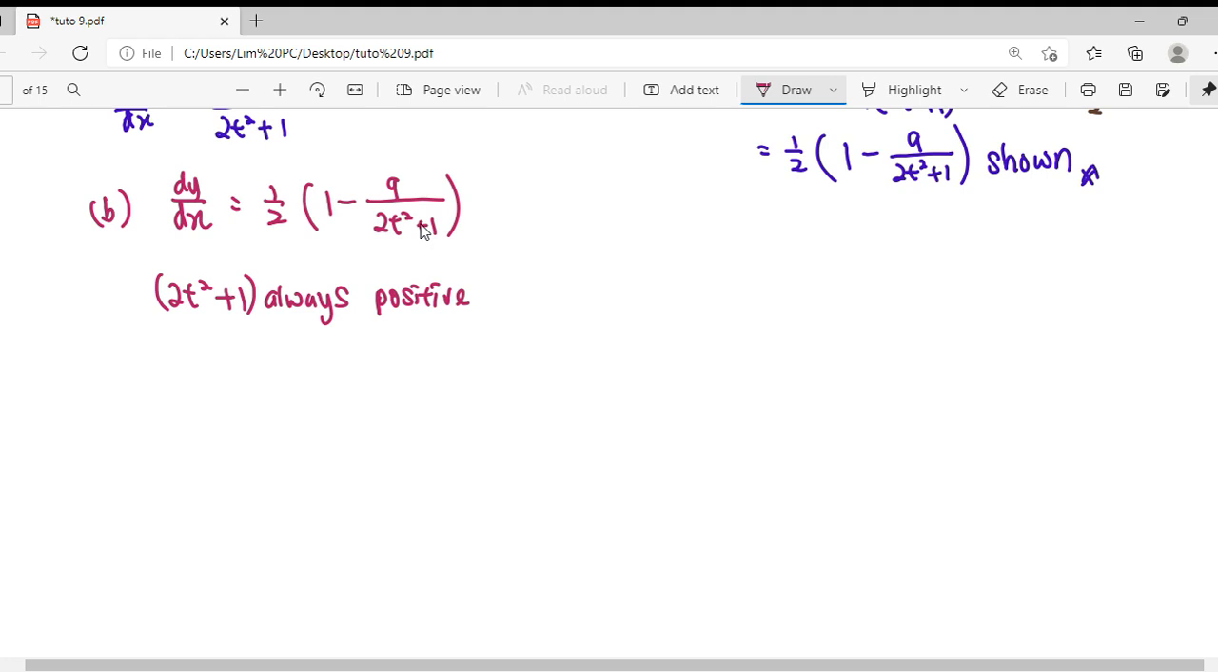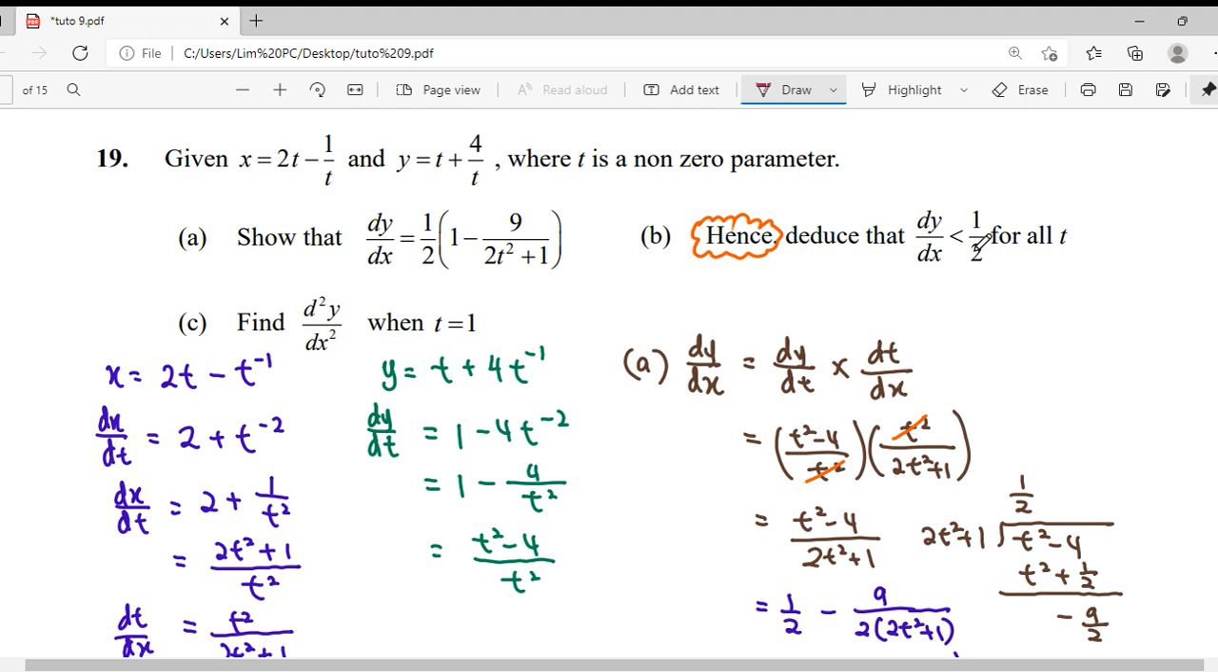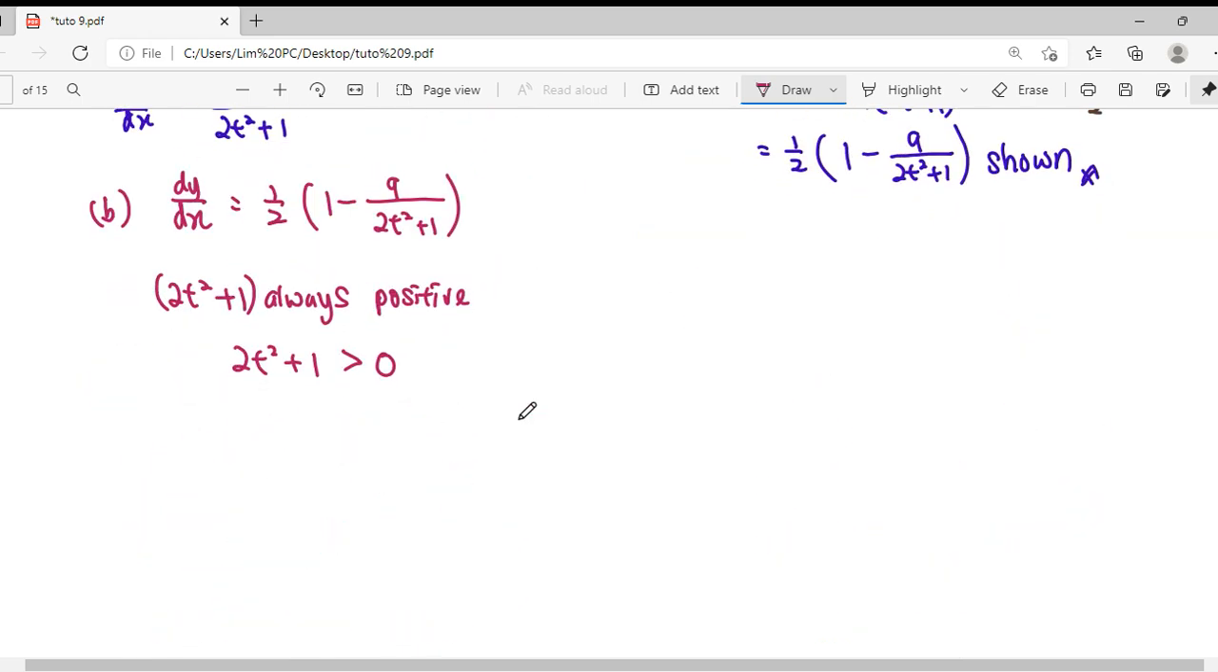So when we say the sentence "2t squared plus 1 is always positive", we change it to mathematical terms, it will become greater than 0. So greater than 0 means always positive. So from here we have to deduce, we have to analyze our dy dx so that we know our dy dx is less than 1 over 2. So how to do it?